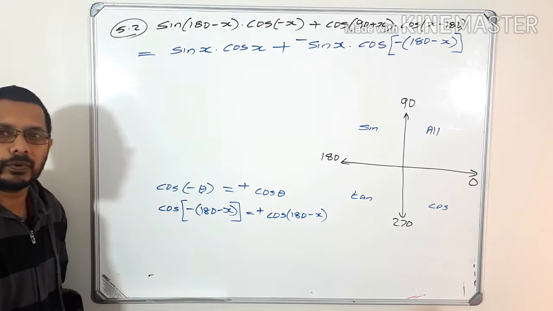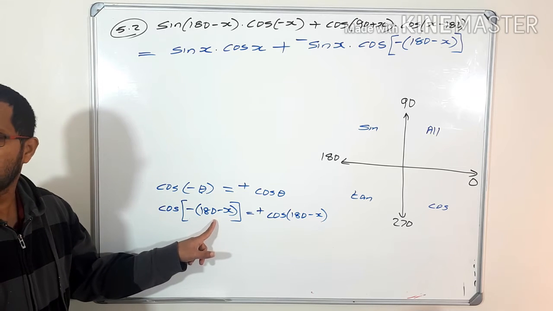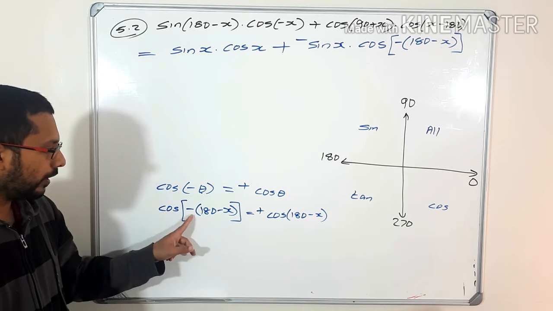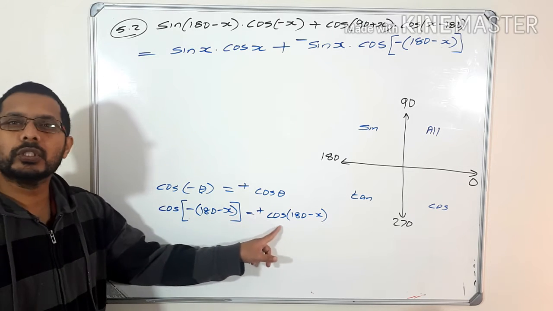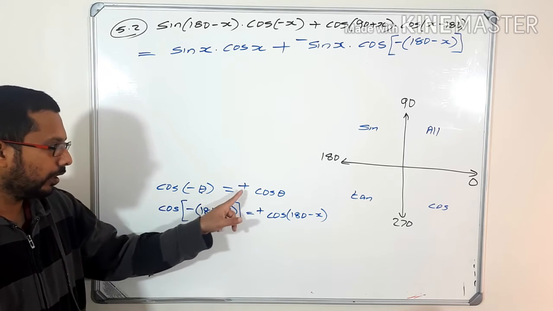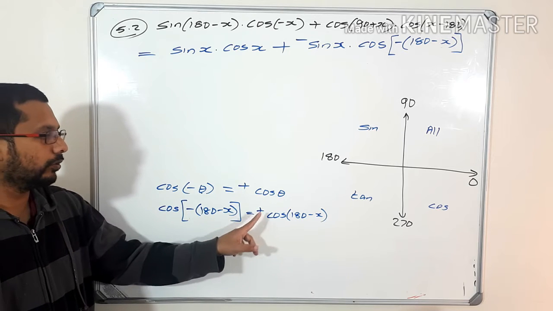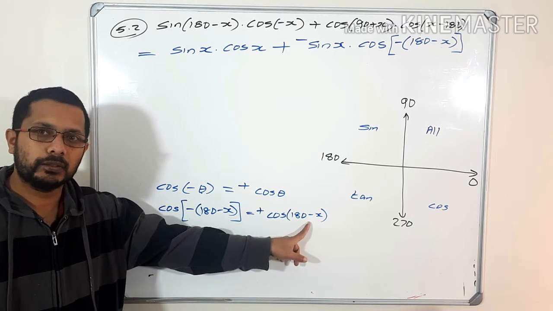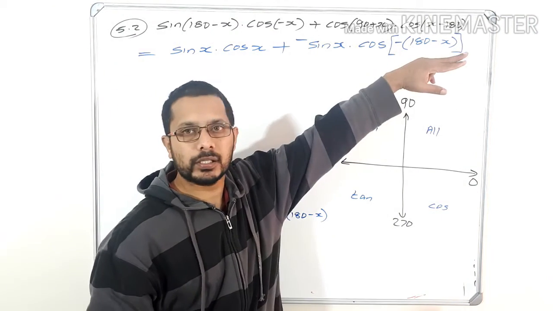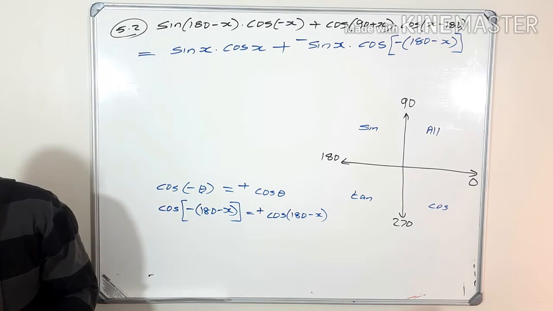So what you can understand from that is, cos of minus of an angle is the same as positive cos of that angle. Cos of minus of that angle is equal to positive cos of that angle. So here we can write this is the same as cos of 180 minus x. So let's complete that once more.